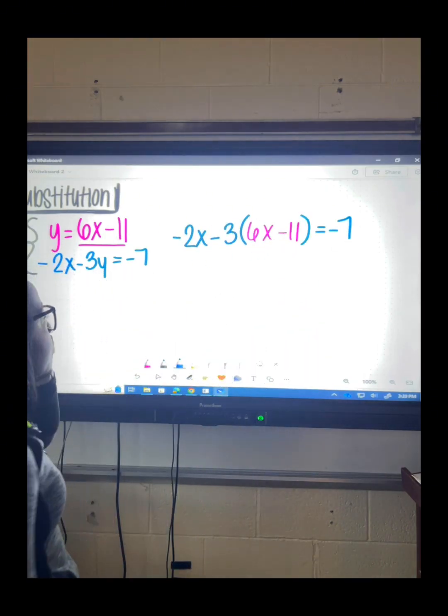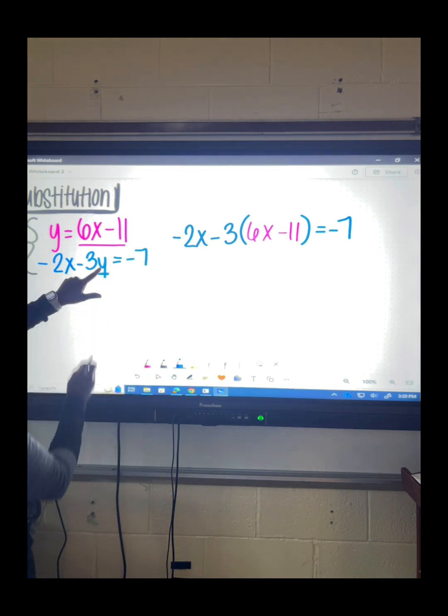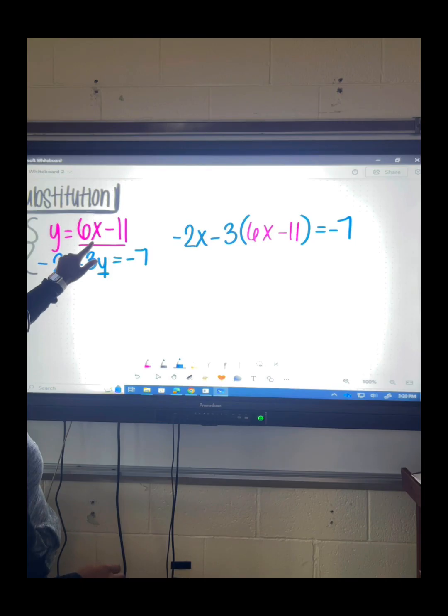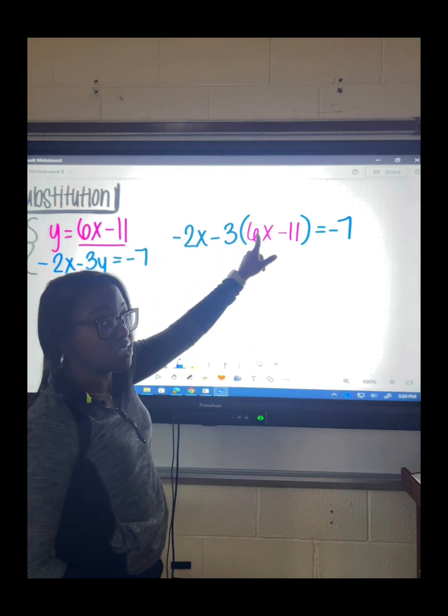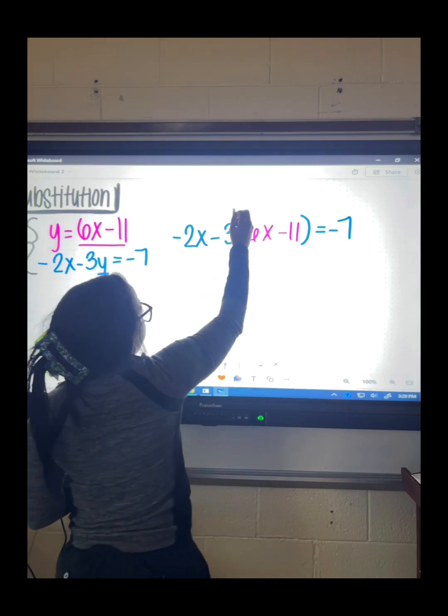Take the pink equation and plug it into the blue equation. Let me show you how that looks. Okay, so that's what I mean by plugging in. I have y right here, but from this equation I know that y is 6x minus 11. So I plug in 6x minus 11 for y. Okay, and then I just solve like regular.